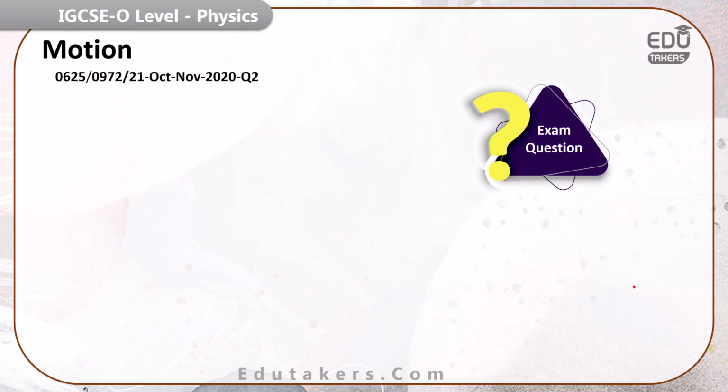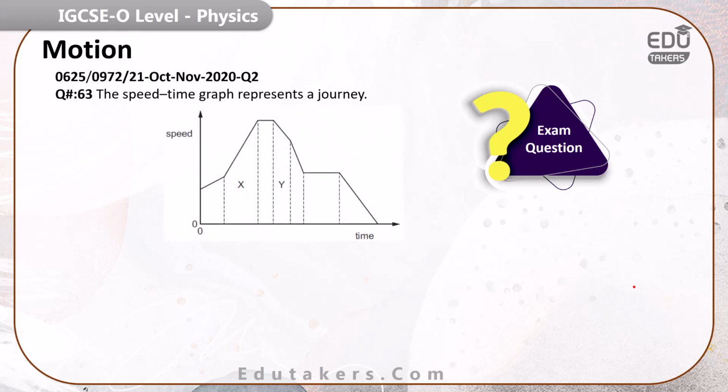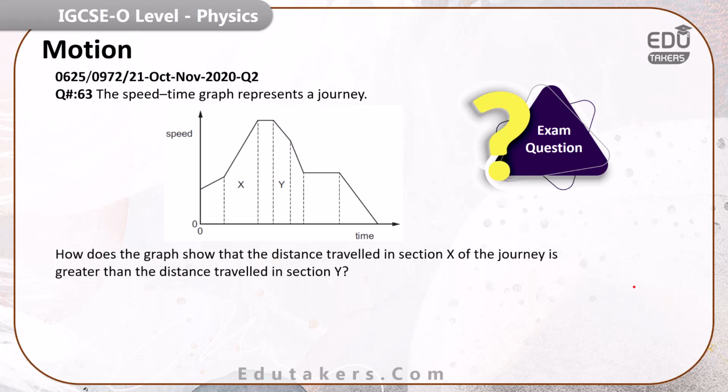Here is the exam question that appeared in October-November 2020. The speed time graph represents our journey. Here is the speed time graph that shows our journey. How does the graph show that the distance traveled in section x of the journey is greater than the distance traveled in section y?